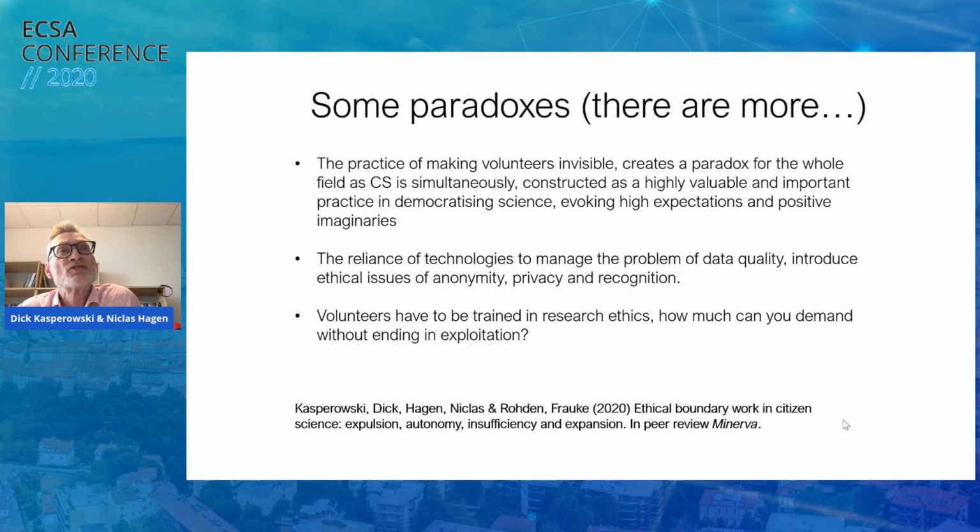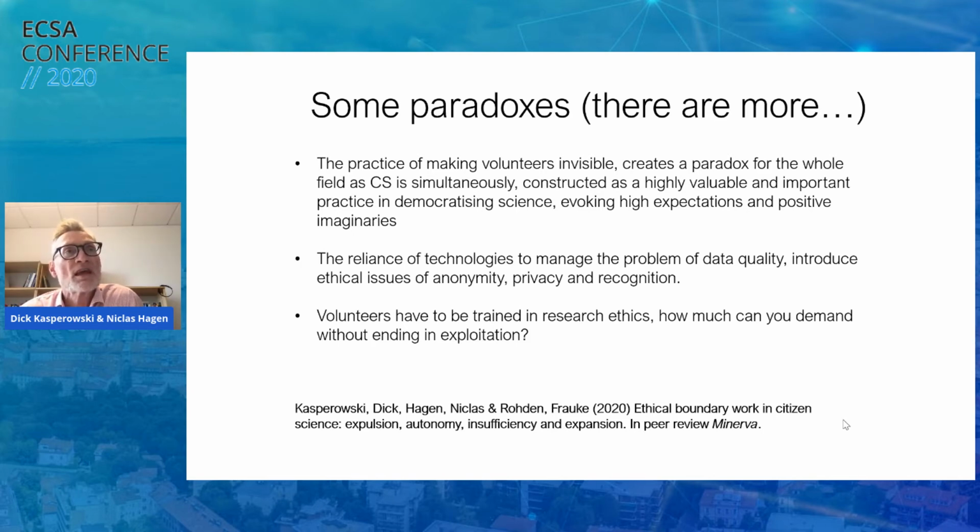So this produces some paradoxes in the field of citizen science when it concerns ethics. And there are more than these ones, of course. You're solving one problem, maybe, but you are always creating a new one, it seems. For instance, if you rely on the heavy information and training of participants in research ethics, you probably will end up with a problem of exploiting them, and they will leave the project early on.